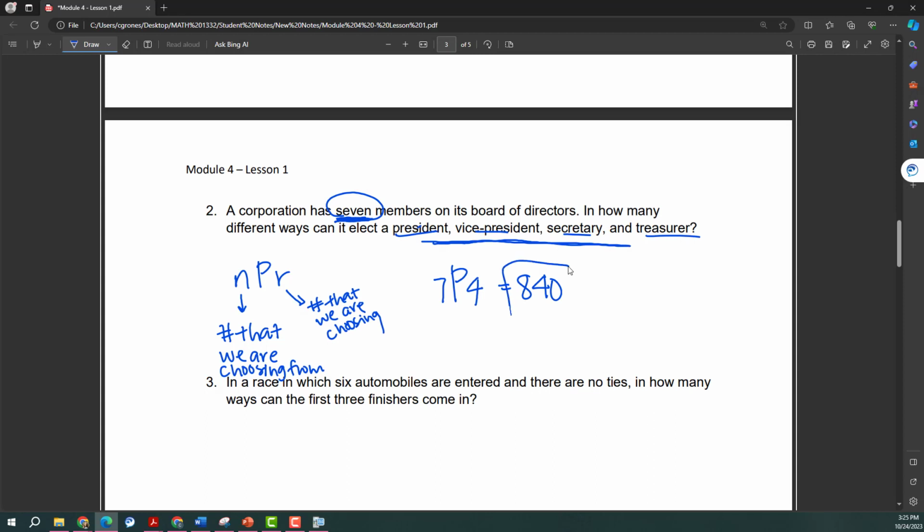Any questions? Will there be any cases where the bigger number is not always in? No, the bigger number always comes first. Okay. It could be equal. They could both be 7. Like, if you have 7 members and you're picking 7 different things, you could do 7P7.